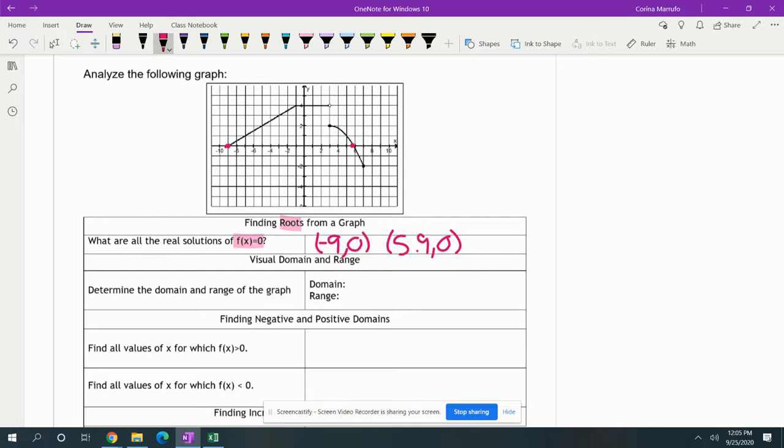Okay, visual domain and range. So our domain, it goes from here, which is -9. It covers all these numbers. We have a hole up here, but it's filled in right there, so we're good. It doesn't stop until 7. So from -9 to 7. Brackets on both. The range, we see how low does our graph go. So this is the lowest, from -2 all the way up to 4.